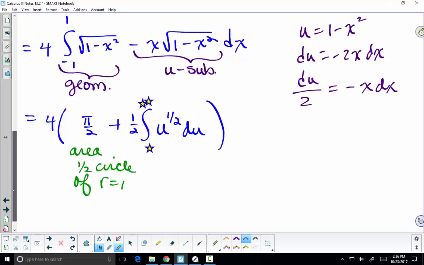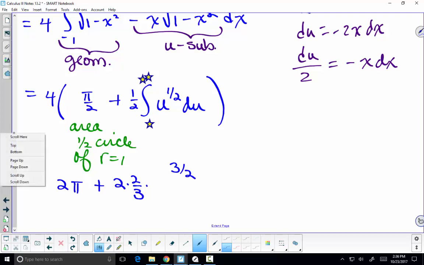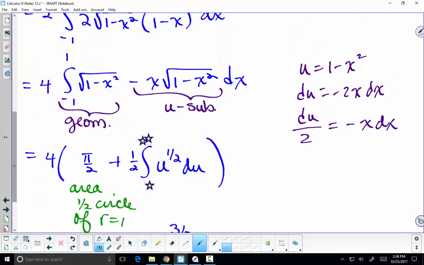Integrate that with respect to u. So we end up with, distributing the 4 here, 2 pi plus 2, and then we have u to the 3 halves, divided by 3 halves means multiply by 2 thirds. How come if you make that a constant, it doesn't become pi over 2 x? We're getting rid of the x. This whole thing right here is representing the area of the upper semicircle.